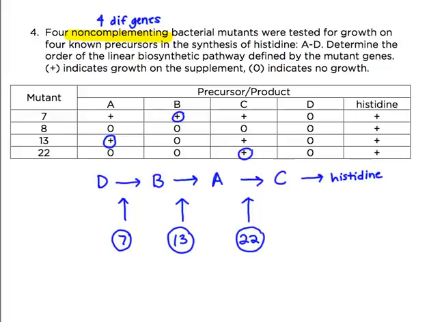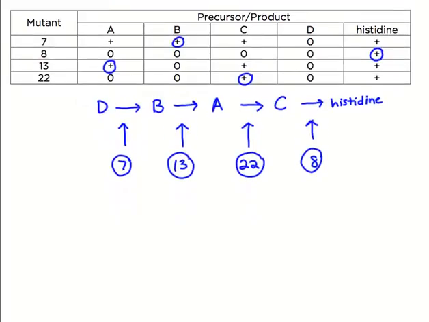And then finally, the mutation that's left is 8, and if you look, 8 can only grow if given histidine. So we know that it must be mutated in this last step, in this last enzyme that converts C to histidine. So we're going to label that as 8. So they want the order of the linear pathway defined by the mutant genes. So our answer here is going to be 7, 13, 22, 8, and then finally histidine.